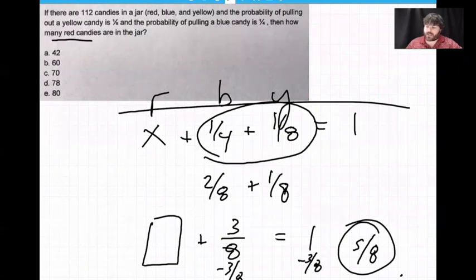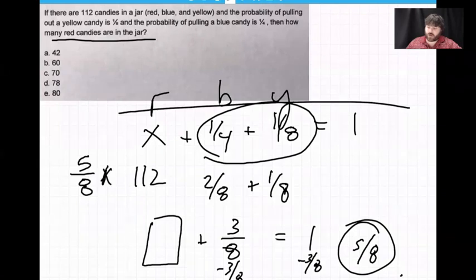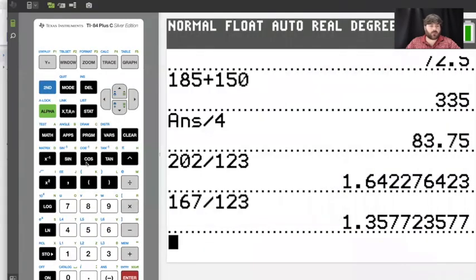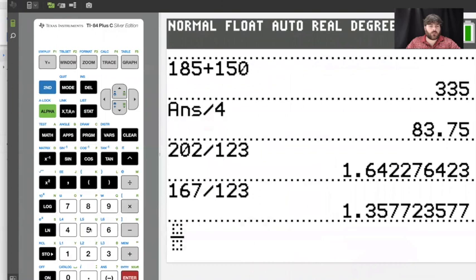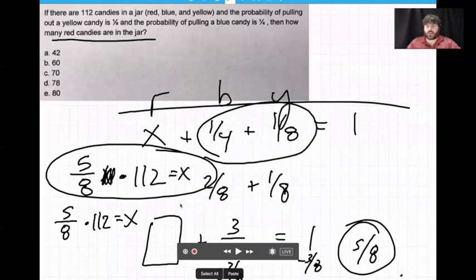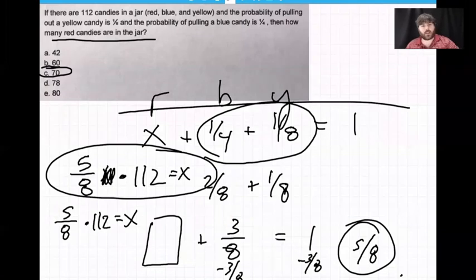Now it does say how many red candies are in the jar. So if I know the probability is 5/8 and there's 112, basically 5/8 of some number, 112, is equal to X, the number of red candies. So 5/8 of our total should equal the number of red candies. So 5 divided by 8 times 112. This is an easy problem on my calculator. All right, 5/8 times 112, I get 70. So there are 70, which is answer choice C. There's 70 red candies in my jar.